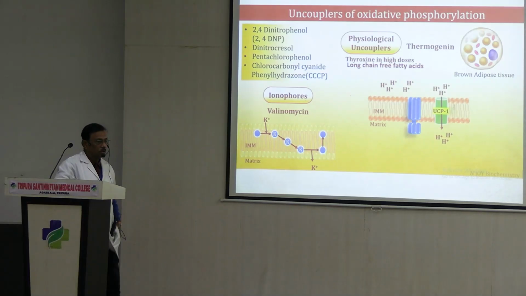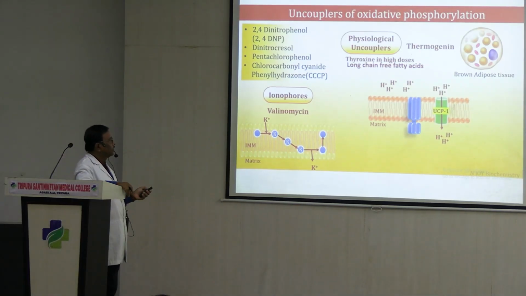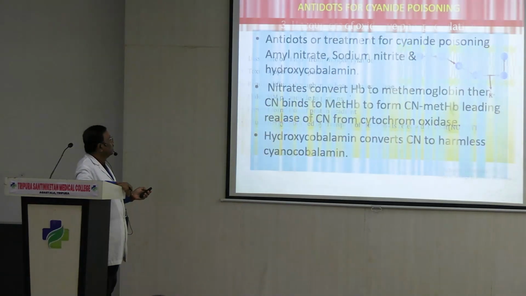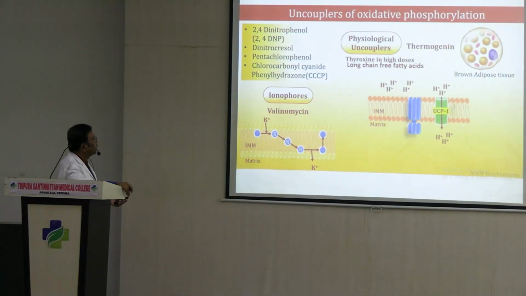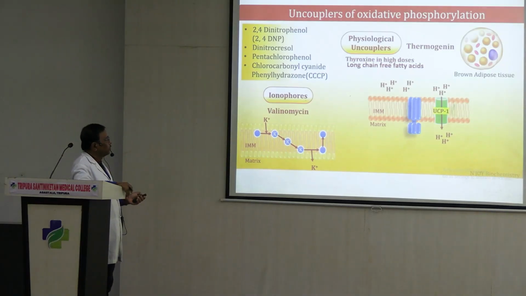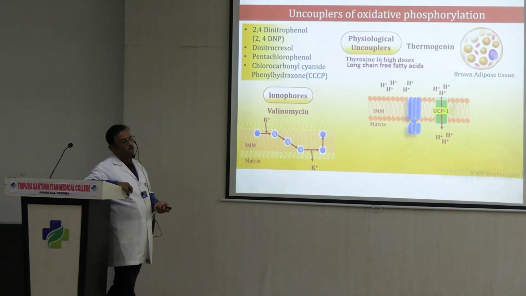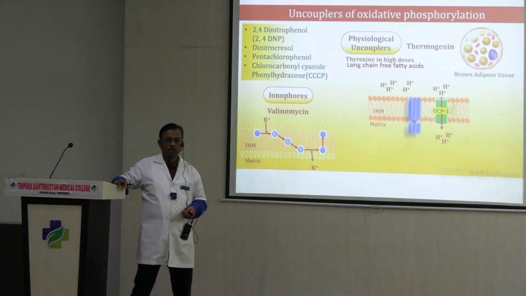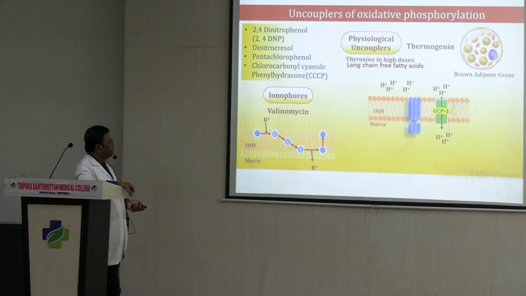Now, physiological uncouplers. The important physiological uncoupler is thermogenin. Thyroxine also, in high dose, acts as a physiological uncoupler. Long chain free fatty acids also act as uncouplers. Then a high level of bilirubin also acts as an uncoupler.